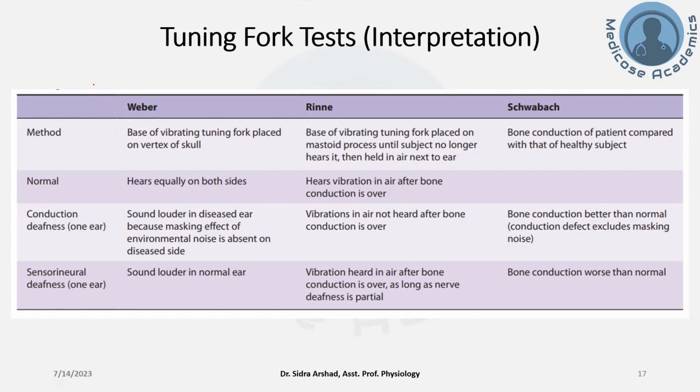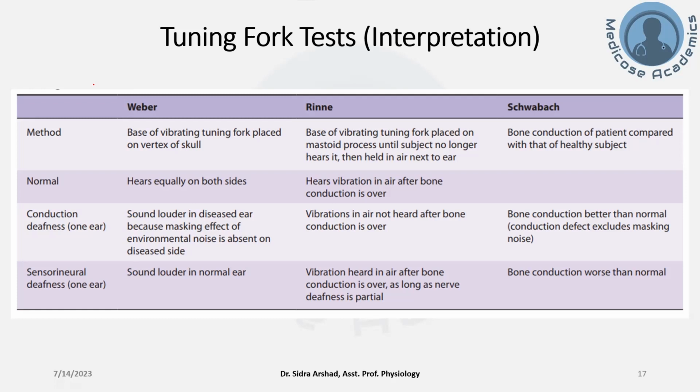Even though a thorough history can point towards the cause of the hearing loss, there are certain tests which have to be done in order to differentiate between the type of hearing loss, that is, whether it is conductive, sensorineural, or even mixed. So tuning fork tests are used to differentiate between the conductive and sensorineural types of hearing loss. However, they are useful only when one ear is affected. If both ears are affected, these tests are not much useful. And they also do not quantify the hearing loss.